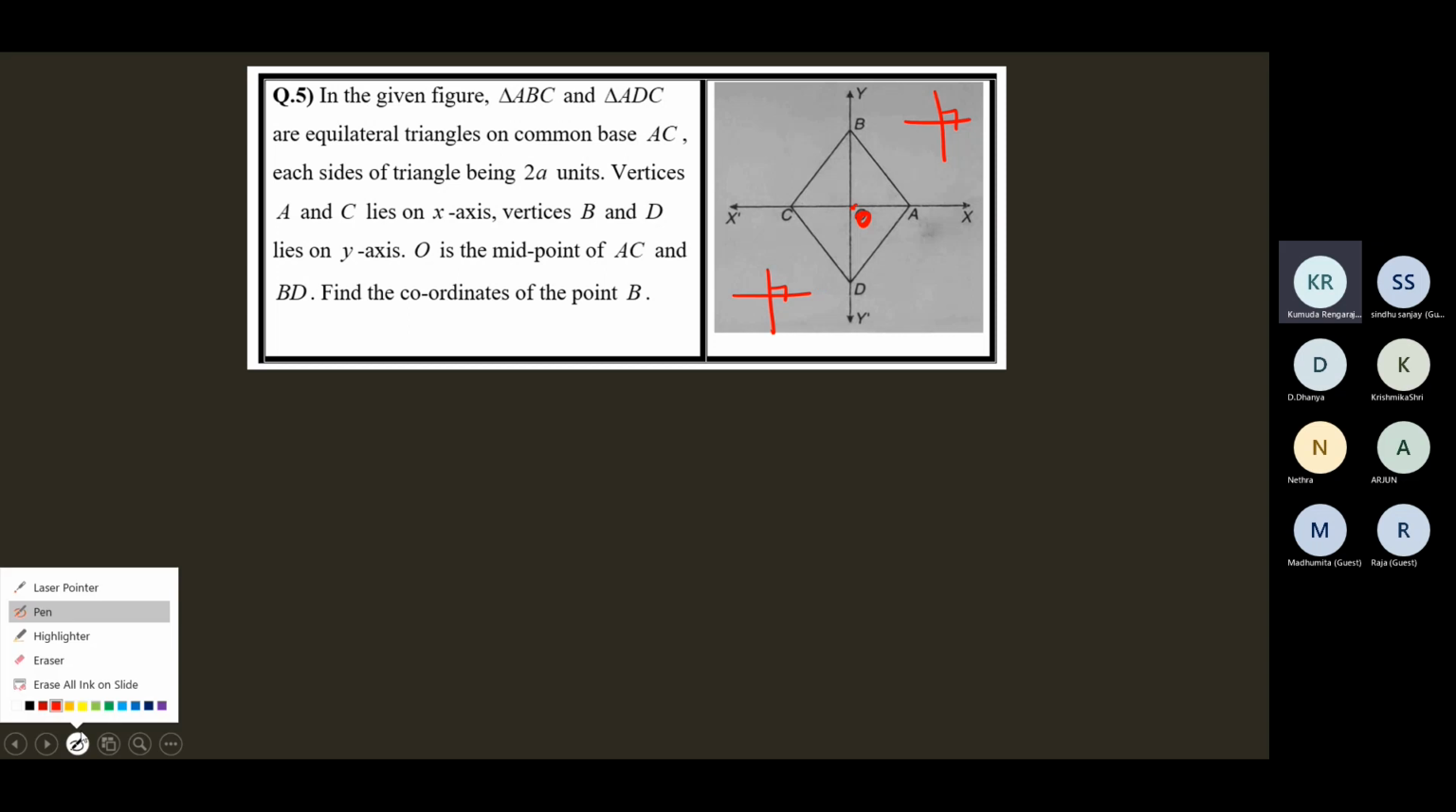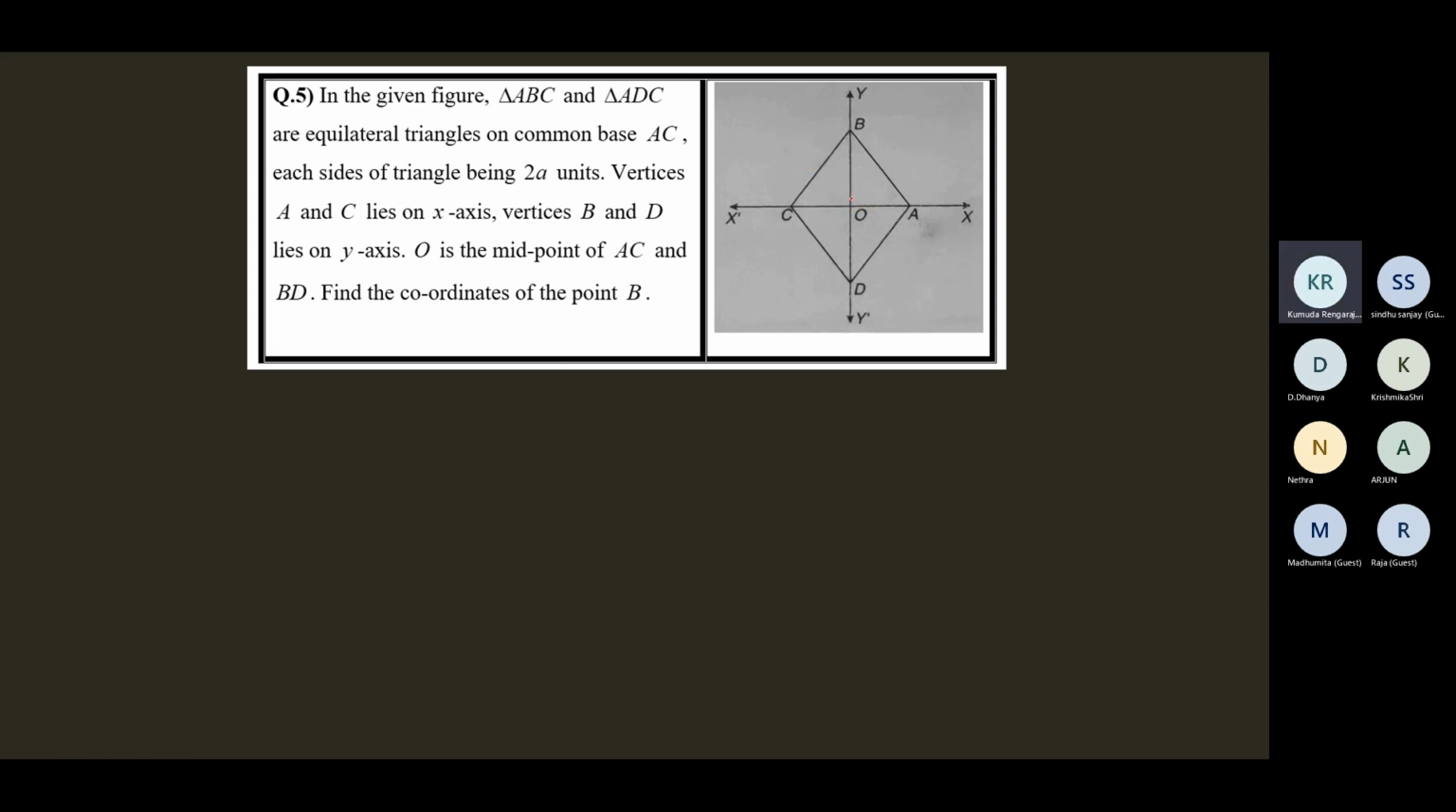Now, just in case you feel, what if O is some other point? Then also you can justify: AB, AD, all these sides are equal because they are 2a, and for the diagonals, O is the midpoint of BD and also the midpoint of AC. The diagonals bisect each other, so it's a rhombus. That means this is right. In a rhombus, the diagonals are perpendicular to each other, so 90 degrees.